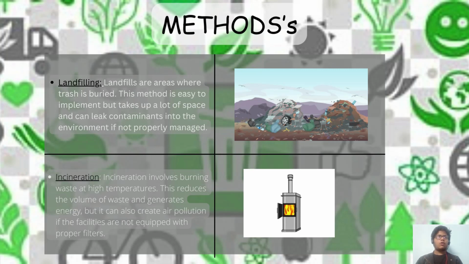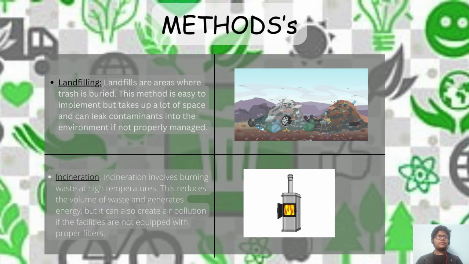The first common method is landfilling. Landfills are engineered sites where waste is deposited and compacted in layers. Liners are used to prevent contamination of the soil and groundwater. Methane gas, a byproduct of decomposition in landfills, can be collected and used for energy production. However, landfills can take up a lot of space and may eventually leak contaminants into the environment.